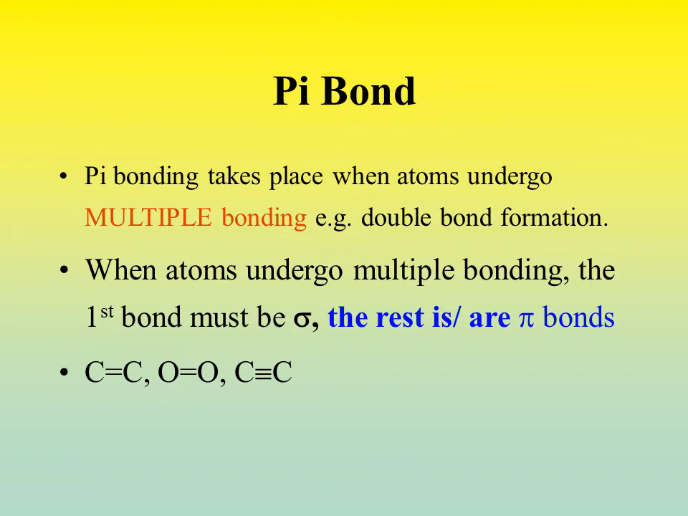Therefore, every other bond will have to be a side-to-side overlap. For any covalent bond, the first bond will be a sigma bond and every other bond will be a pi bond. In a double bond, we have one sigma and one pi bond. And in a triple bond, we have one sigma and two pi bonds.